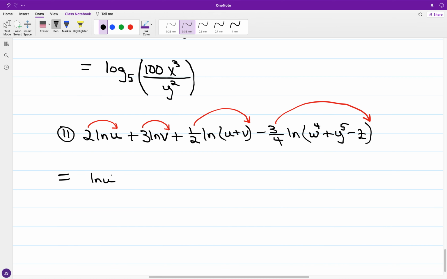For the first term, we'll have the natural logarithm of u to the 2nd, plus the natural logarithm of v to the 3rd, plus the natural logarithm of the quantity u plus v raised to the 1/2, minus the natural logarithm of the quantity w to the 4th plus y to the 5th minus z, all raised to the 3/4.